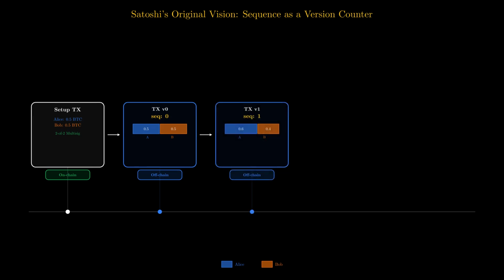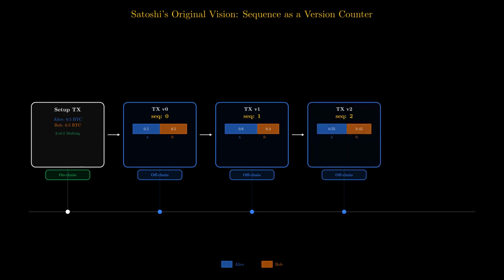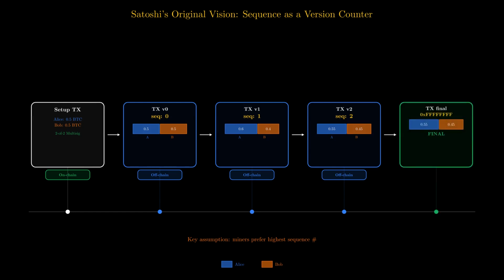Alice wins round 1. New version, sequence 1. Alice gets 0.6 Bitcoin. Bob gets 0.4. Bob wins the next round. Sequence 2. Alice gets 0.55. Bob gets 0.45. Each update increments the sequence number. The key assumption: miners will always prefer the highest sequence number. When finished, they set the sequence to its maximum value, all bits set to 1, marking the transaction as final. That version gets broadcast and confirmed on-chain.